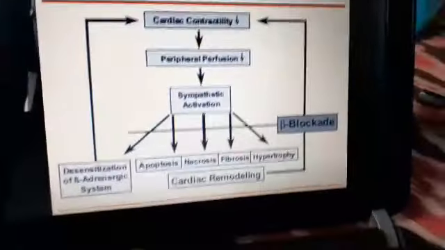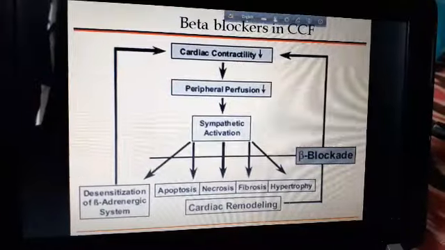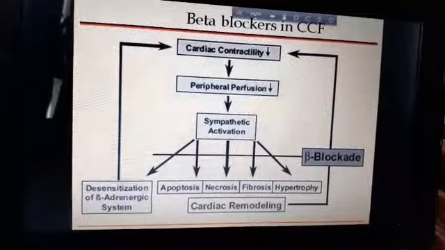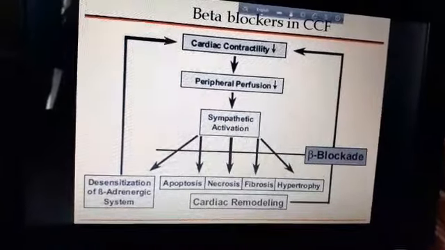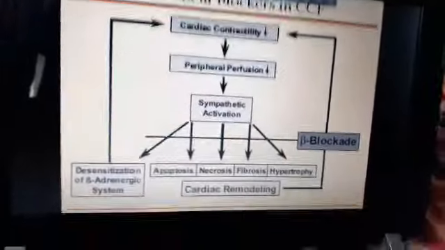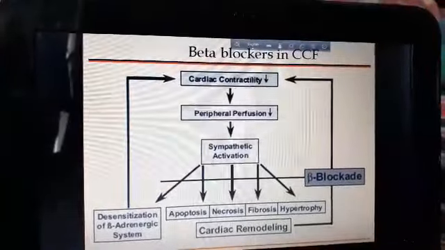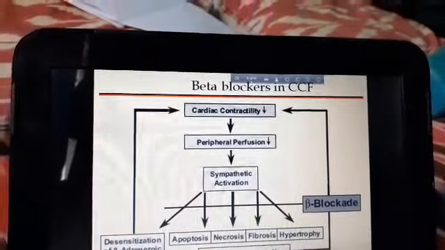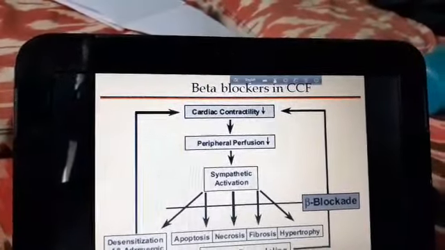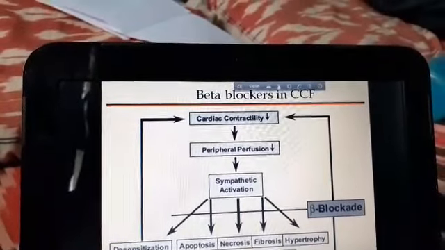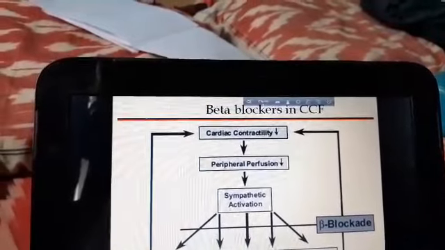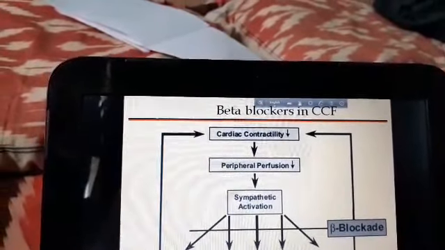There is decreased cardiac contractility, but that is actually what causes decreased peripheral perfusion. This is sympathetic activation, and that will cause further damage. Sympathetic activation causes further damage by apoptosis, necrosis, fibrosis, and hypertrophy. There is cardiac remodeling. Beta blockade will prevent that. So that's why beta blockers are very important drugs in therapy today, except in the acute state, when beta blocker should not be used. After the patient is stabilized, then we can use beta blocker. So remember, among the drugs so far discussed, ACE inhibitor or ARB, aldosterone antagonist, and beta blocker have mortality benefit.